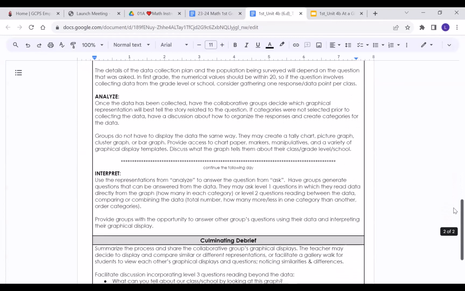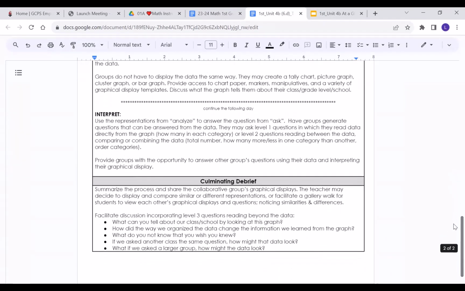There are also some guiding questions in the culminating debrief to reflect on the process with the students, compare the graphical displays students have created, and read beyond the data generated.